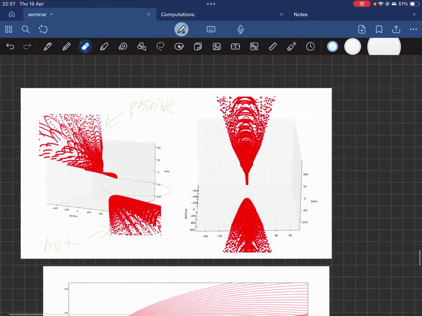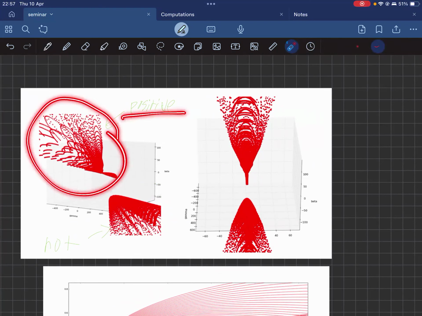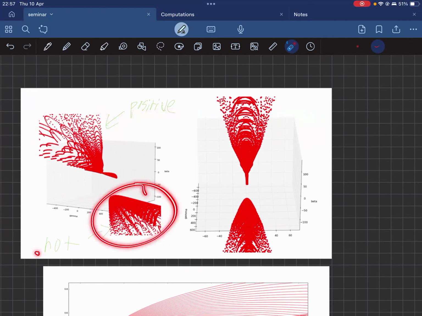Okay, maybe I erase that. So first of all, these guys are positive, and all of these guys are not positive. So essentially, immediately one of our conjectures goes out of the window. It doesn't preserve positive forms in general.